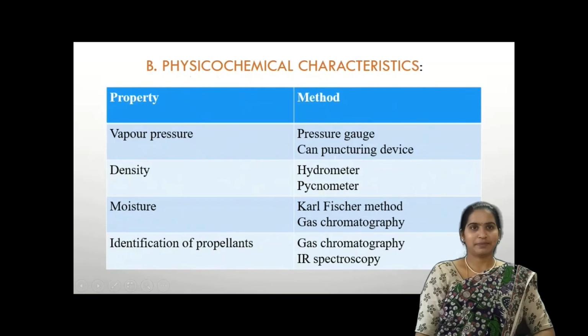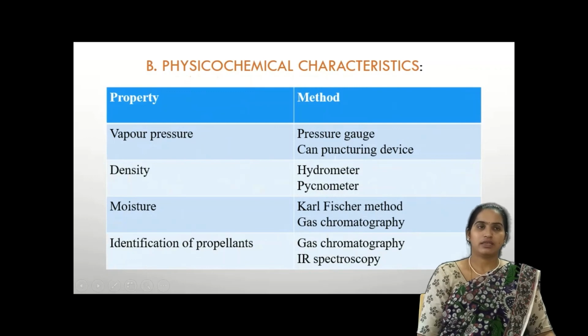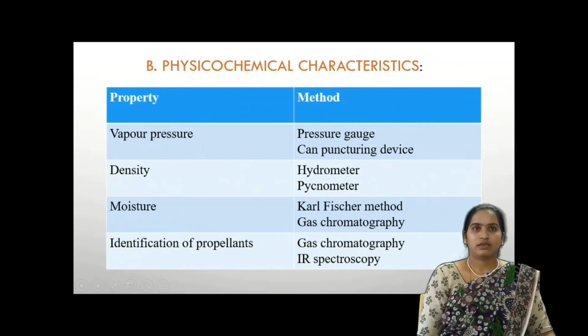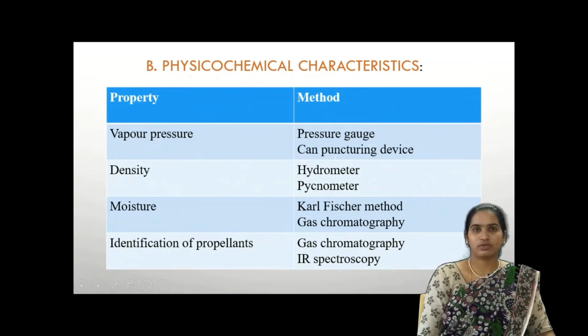Physicochemical characteristics. The various physicochemical characteristics of pharmaceutical aerosols are determined. Vapor pressure is determined by a pressure gauge and can puncturing device. Density can be determined by hydrometer or pycnometer. Moisture can be determined by the Karl Fischer method and gas chromatography. Identification of propellants can be determined by gas chromatography and infrared spectroscopy.